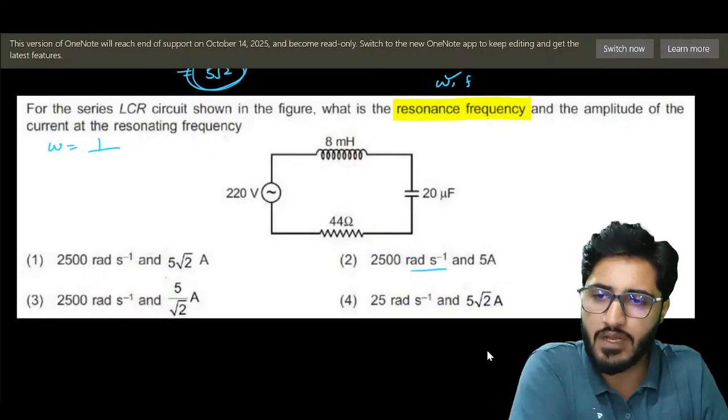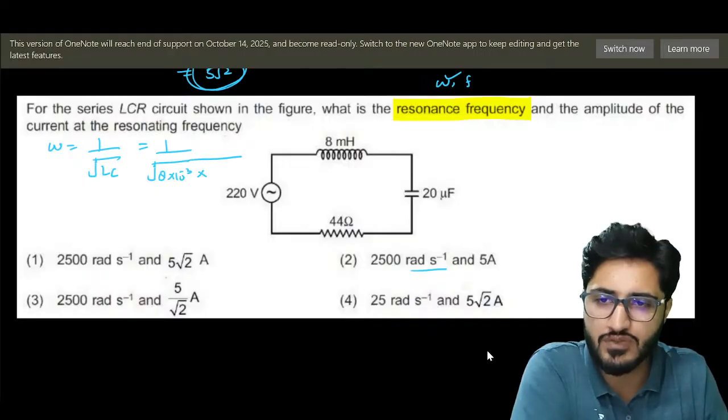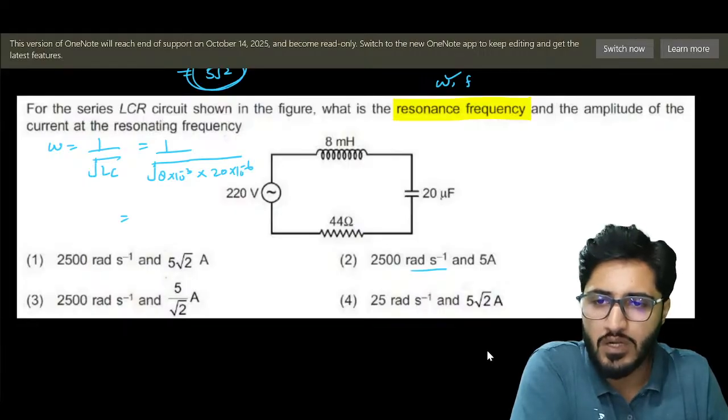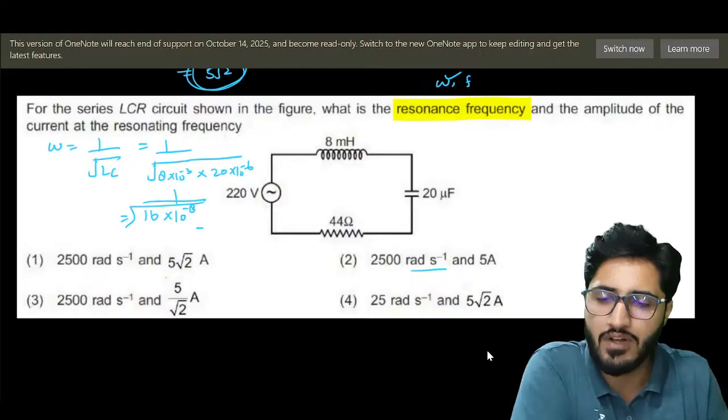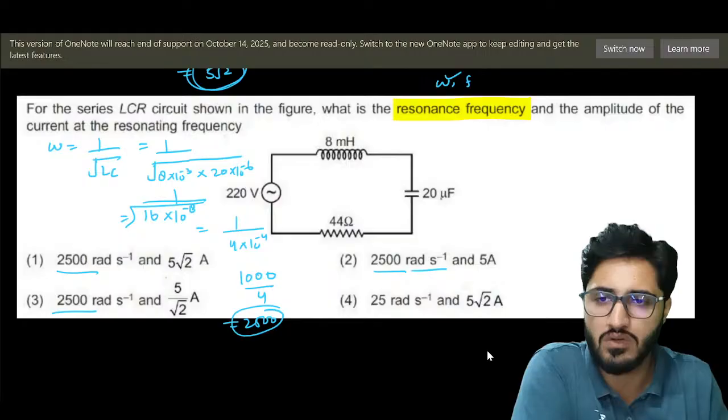Omega equals 1 divided by under root of LC. 1 divided by under root of, what is L? L is 8 millihenry, 10 to the power minus 3. And C is 20, 10 to the power minus 6. It will be 8 times 20 is 160, that is 16, 10 to the power minus 3 minus 6 plus 1, so minus 8. So 1 divided by root of 16 into 10 to the power minus 8. I will write here 1 divided by 4, 10 to the power minus 4. It is 1, 2, 3, 4 divided by 4, equal to 2500.